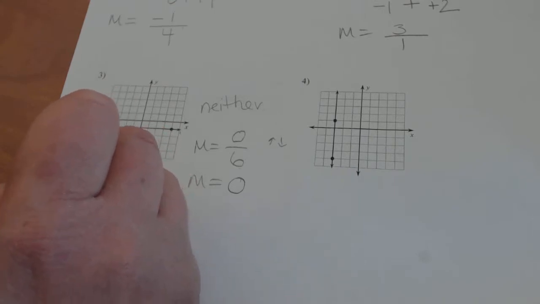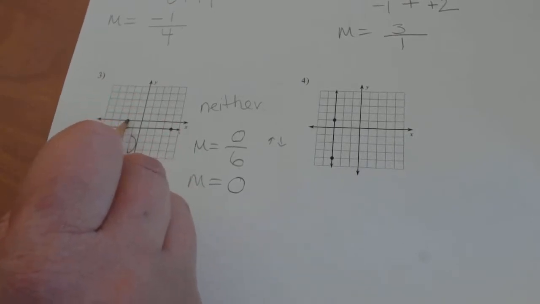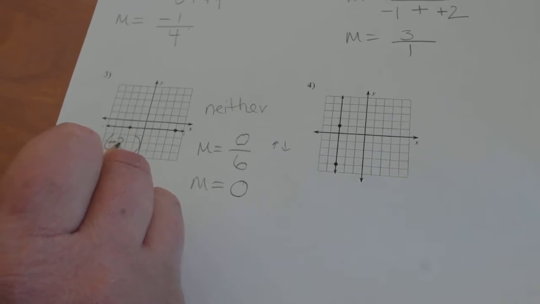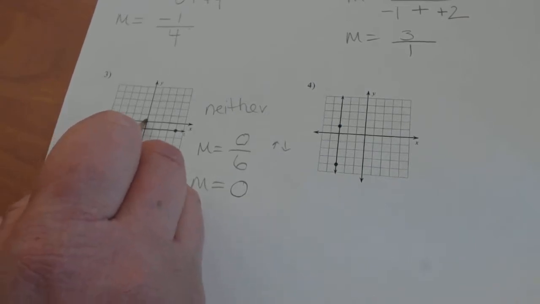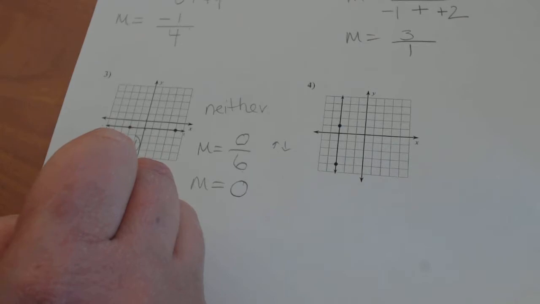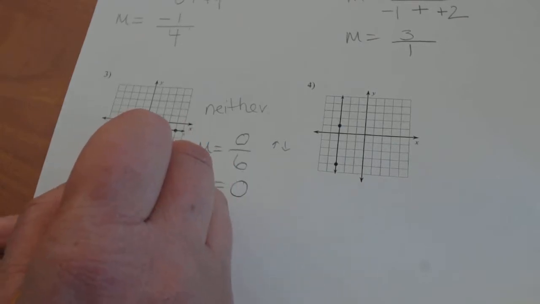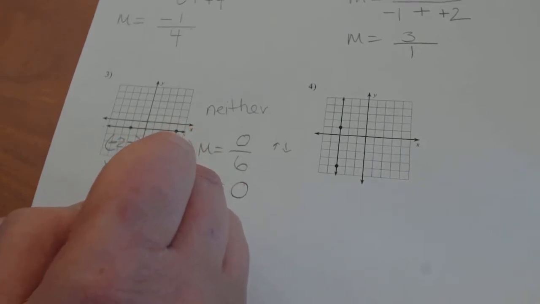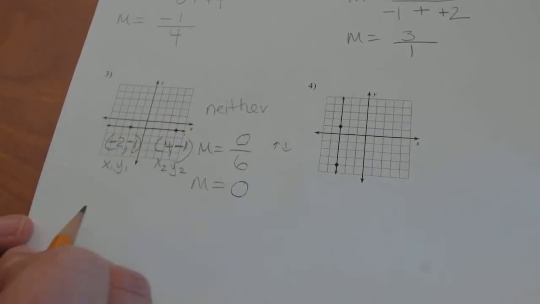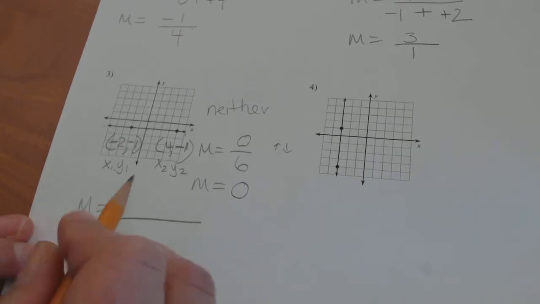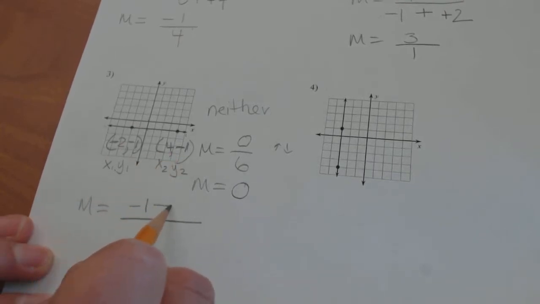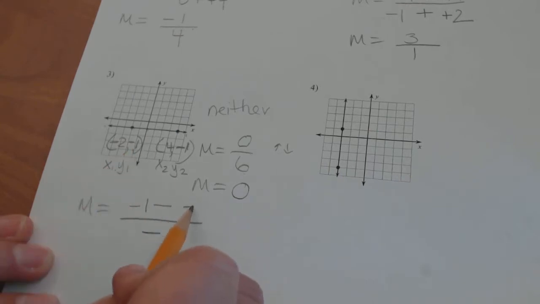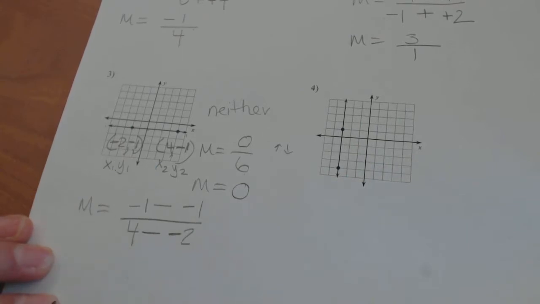Doing our points, this leftmost point is -2, -1, because we had to go down. So this is x1, y1. This point here is +1, 2, 3, 4, comma, -1, and that's x2, y2. So let's put it in our slope formula and see what happens. y2, which is -1, minus y1, which is -1, divided by x2, which is 4, minus x1, which is -2.